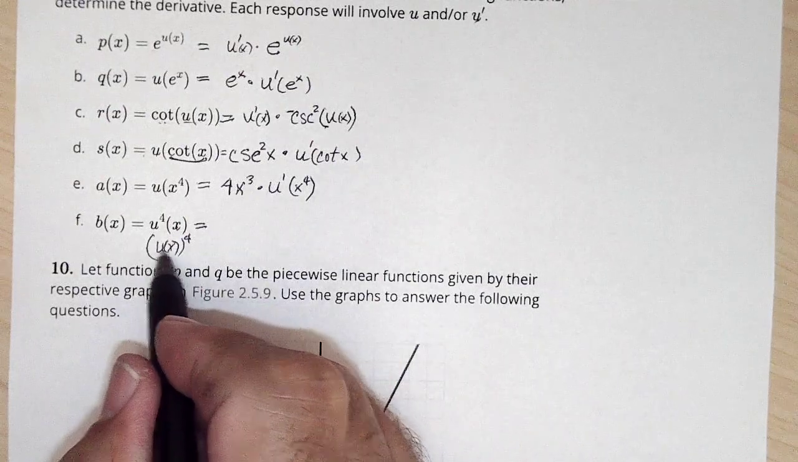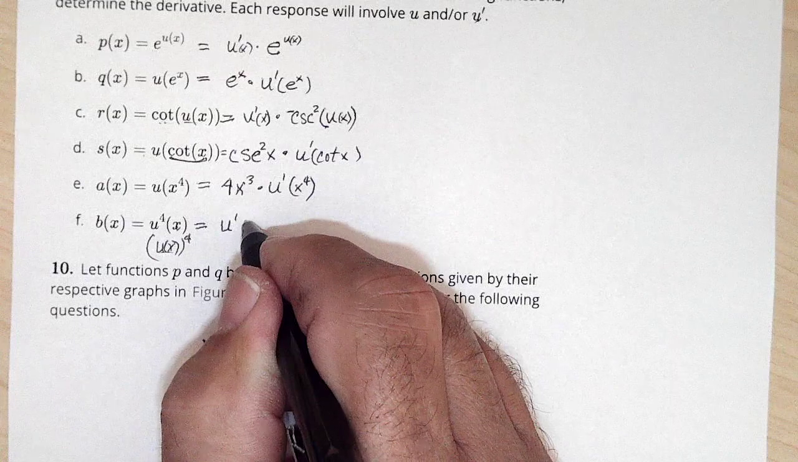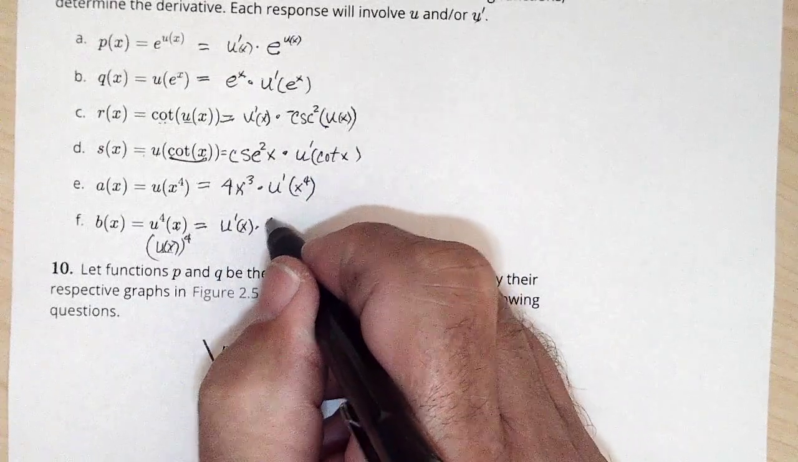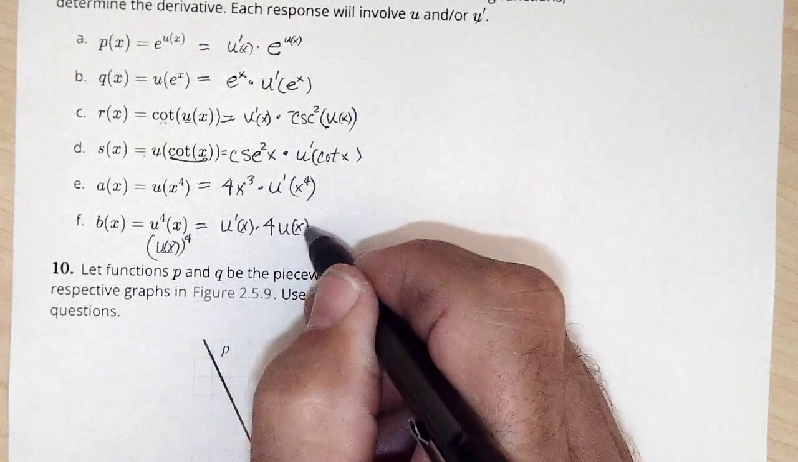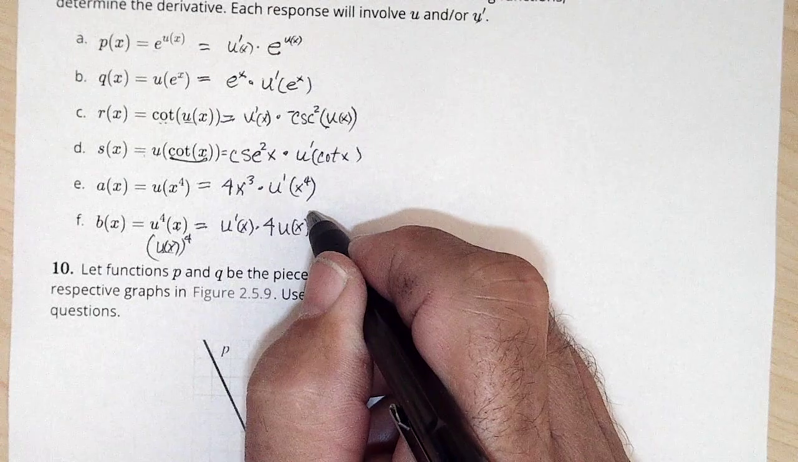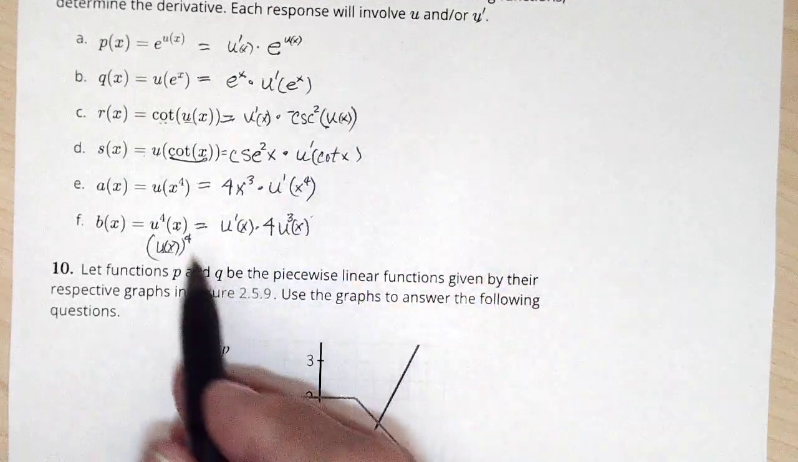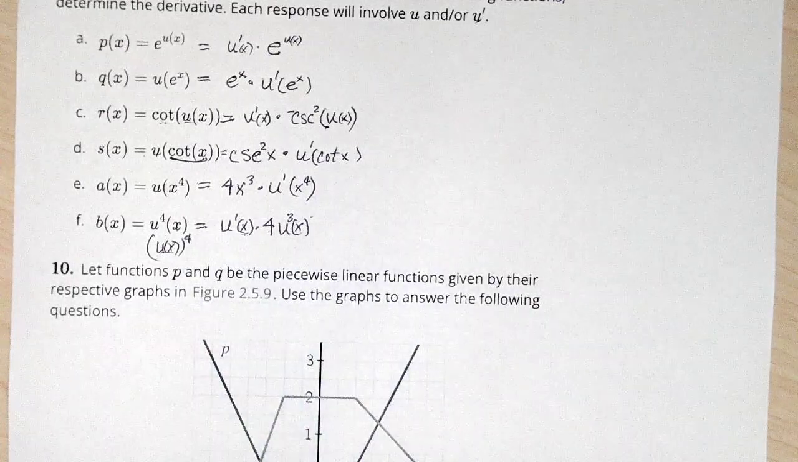It's just written with a 4 in the other place. So the inside is u of x, so its derivative is u prime of x times the derivative of the big picture, which is 4 u of x to the third. You can write the 3 here or 3 like they did there. So it's the derivative of the inside times the derivative of the big picture.